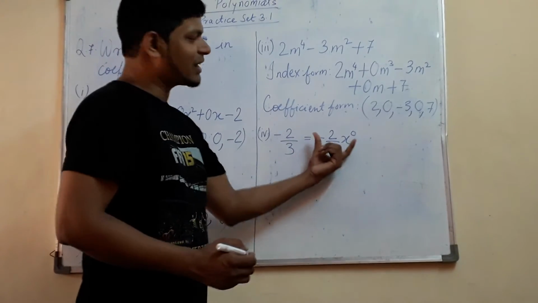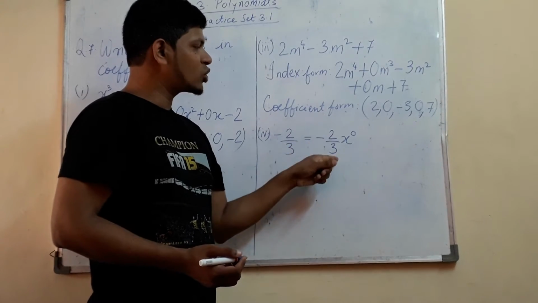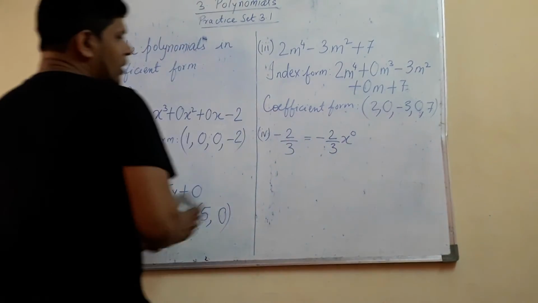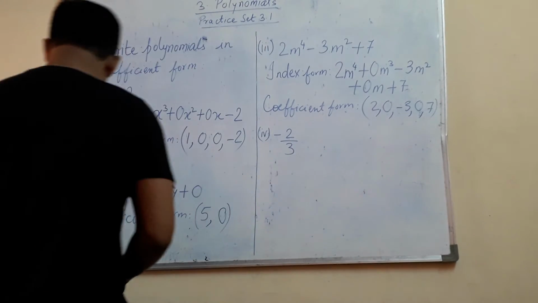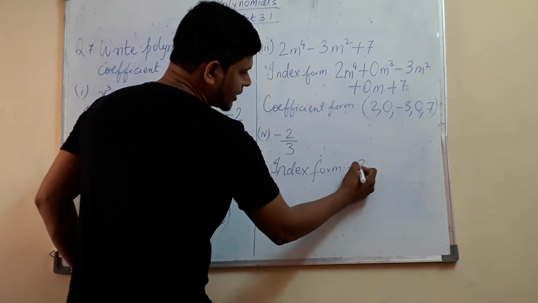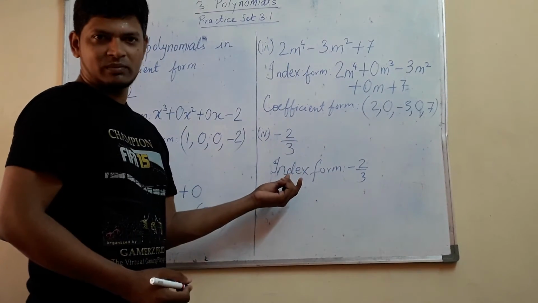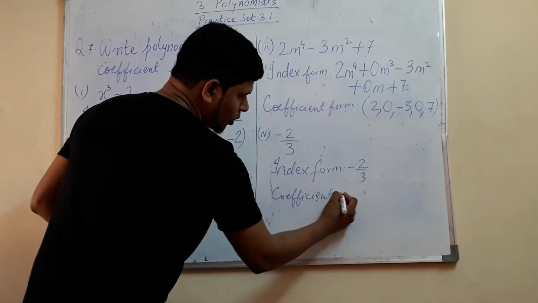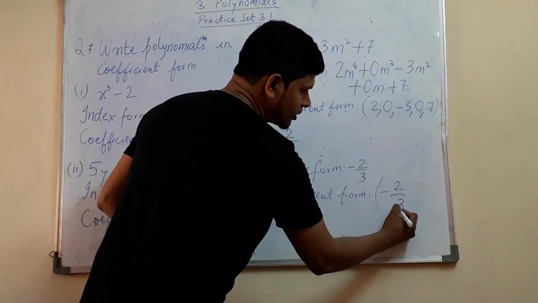So the index form we can write in this manner, or we can write minus 2 by 3 only. Just to show you, I have written minus 2 by 3 x raised to 0, but there is no need of writing this. It is only minus 2 by 3. So the index form will be the same, minus 2 by 3, because there are no other terms. And then the coefficient form will be, in the bracket, minus 2 by 3.